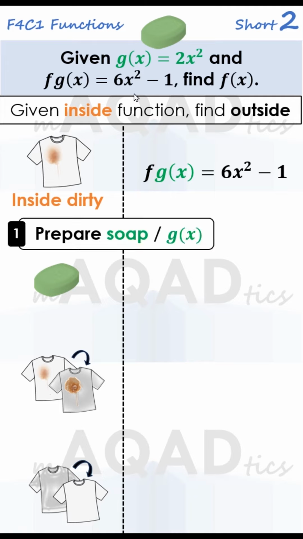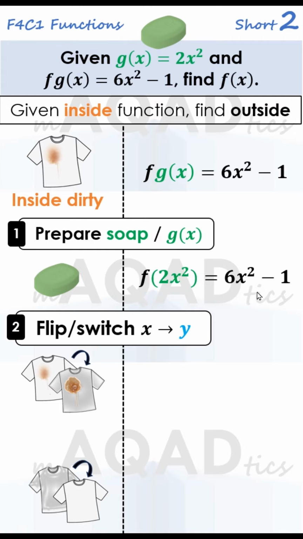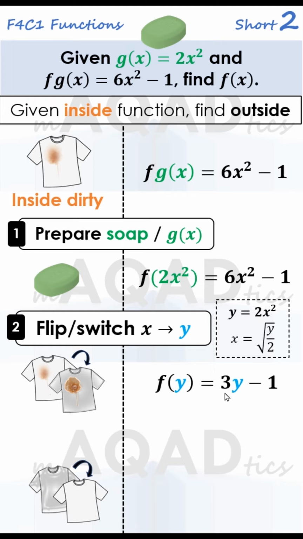So our first step is just to prepare the soap, or prepare g of x, meaning substitute this 2x squared to here. And the second step is to flip the shirt, which means everything in x, we need to change it to y. So how do we do this? We let the things inside the bracket be y, arrange a bit, find the value of x, and substitute this value to here. So you can see that everything becomes y.